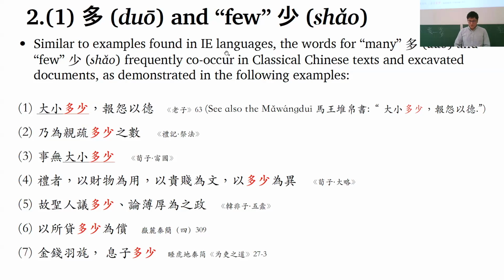So let's take a look at duo and shao in the Old Chinese text. Just like the examples found in the European languages, the words for many and few are frequently juxtaposed in classic Chinese texts and documents. As you can see, 大小多少，经书多少，大小多少，以多少为宜，多少多少，速度多少。So they come together many times.